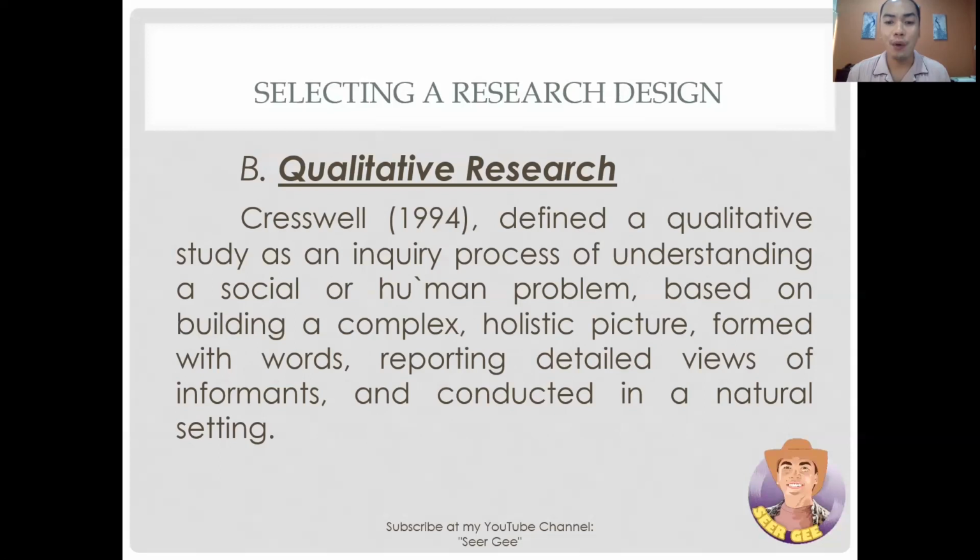The process of a qualitative design involves emerging questions and procedures. Data is typically collected in the participant setting. Data analysis is inductive, building from particulars to general themes. And the researcher makes interpretation of the meaning of the data.